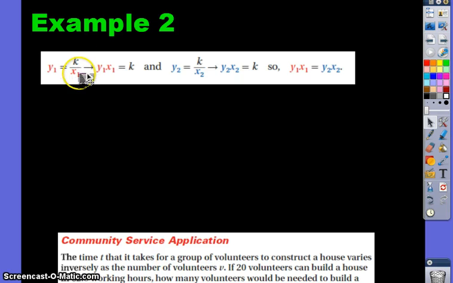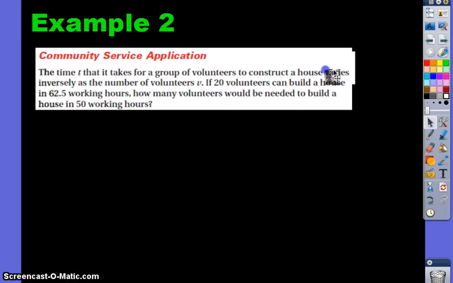If you know that k divided by x1 is y1, then you know that k is x1 times y1. Same thing for a second situation: if k divided by x2 is y2, then k is also equal to y2 times x2. Since this is equal to k and this is equal to k, you can use substitution and say y1 times x1 is equal to x2 times y2. So we'll look at why that applies in this word problem here.